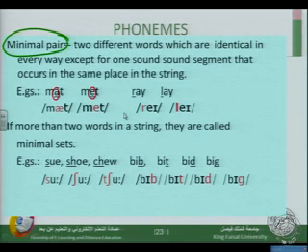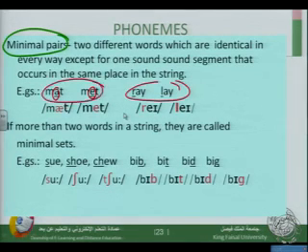Notice the difference came in the middle: mat, met. We will have a lecture about the vowels. Ray, lay, these we call minimal pairs. If there are more than two words in a string, they are called minimal sets. If these are two words, we have a pair, but if we have more than two words, we call them minimal sets.